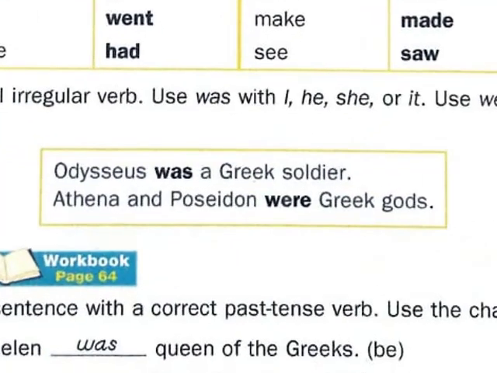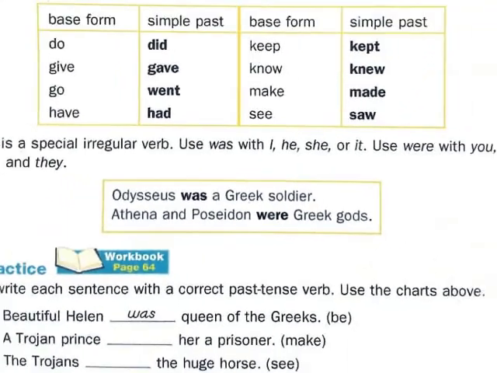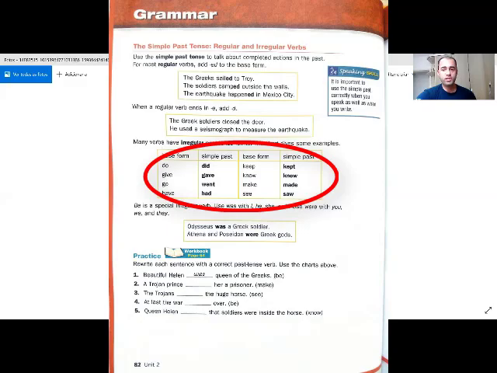Why, teacher, do I use was and not were? Because Odysseus is he. He was a Greek soldier. Athens and Poseidon were Greek gods. But teacher, why do I use were? Because we are talking about they. Yes, Athens and Poseidon were Greek gods. So that's the verb to be. So we have the chart in here to help you with the next activities.